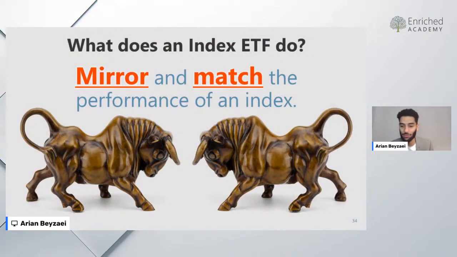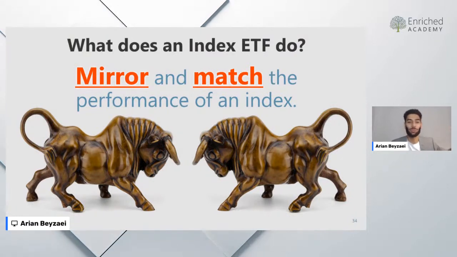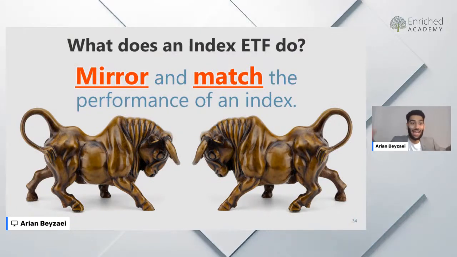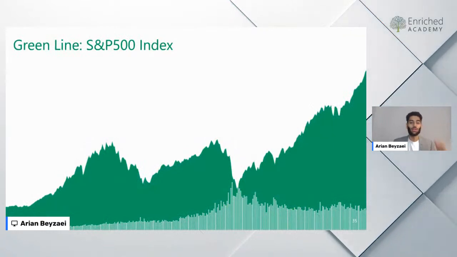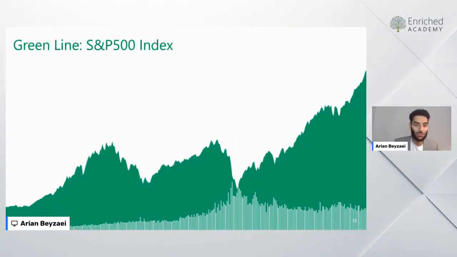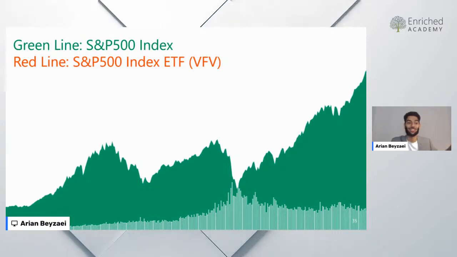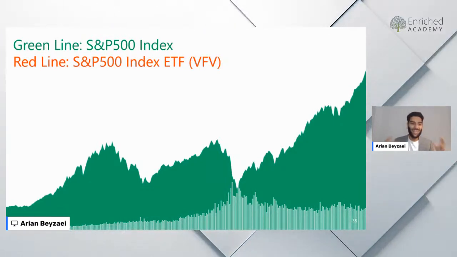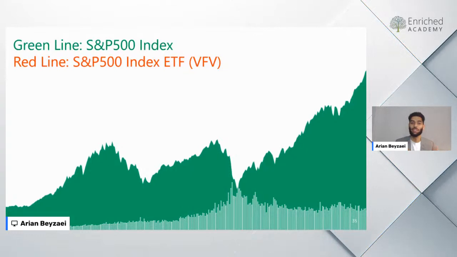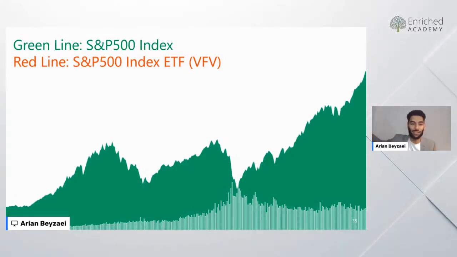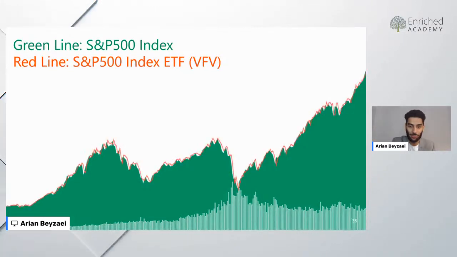So what does an index fund do? It mirrors and matches the performance of an index. That's all it does. It's that simple. So I wanted to put this to the test. The green line represents the S&P 500 index. The red line shows you the ETF that represents the S&P 500. Let's see how well the ETF keeps on track with the index. Here we go. And you can see it's almost identical.